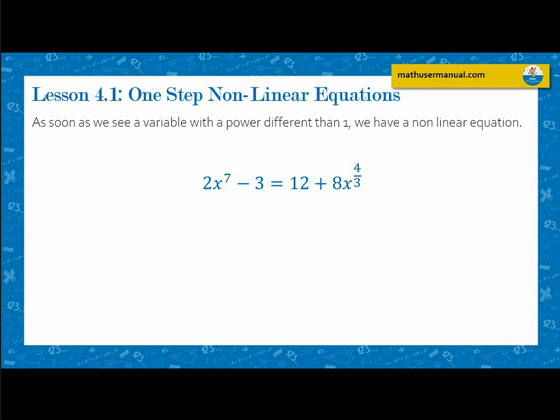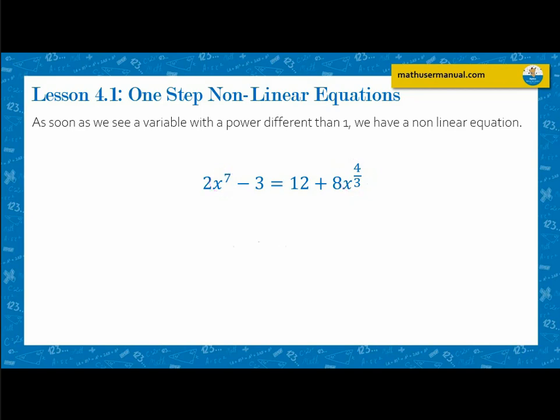If we want to talk about nonlinear equations, we first need to define what nonlinear equations are. And the definition is very simple. If there is at least one variable with a power different than 1, then we have a nonlinear equation. Like in this case, we have x to the power of 7 and x to the power of 4 over 3. Those numbers are not equal to 1. That means this is a nonlinear equation.